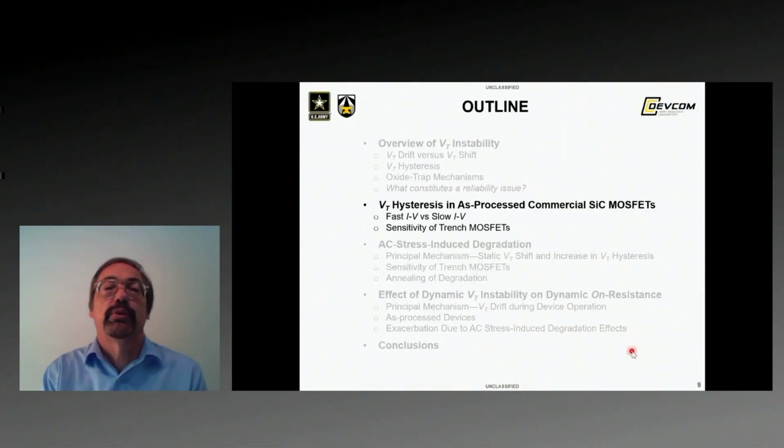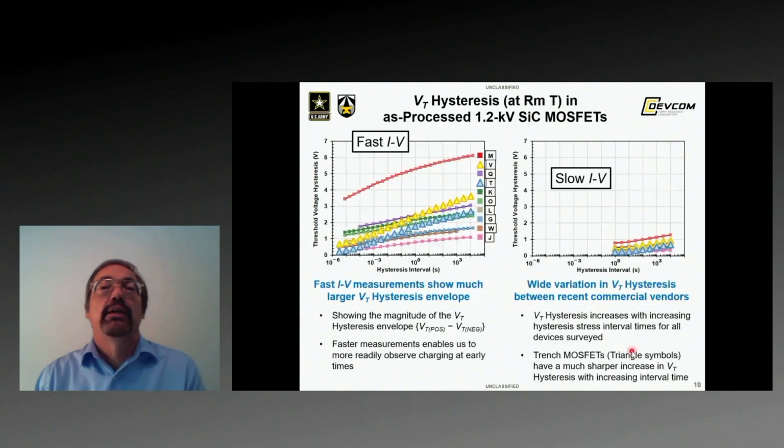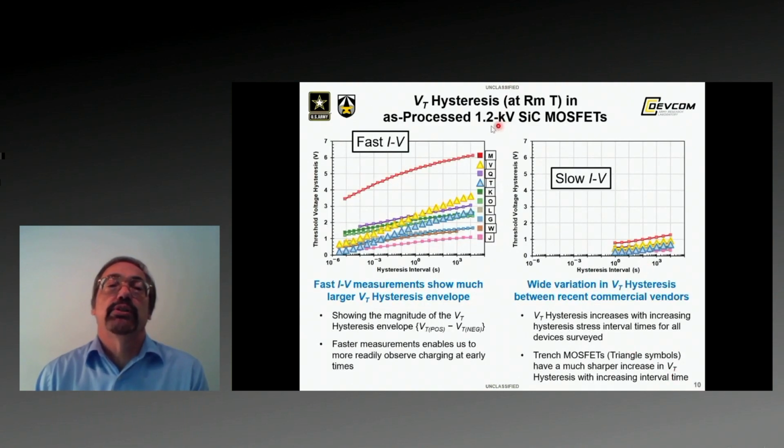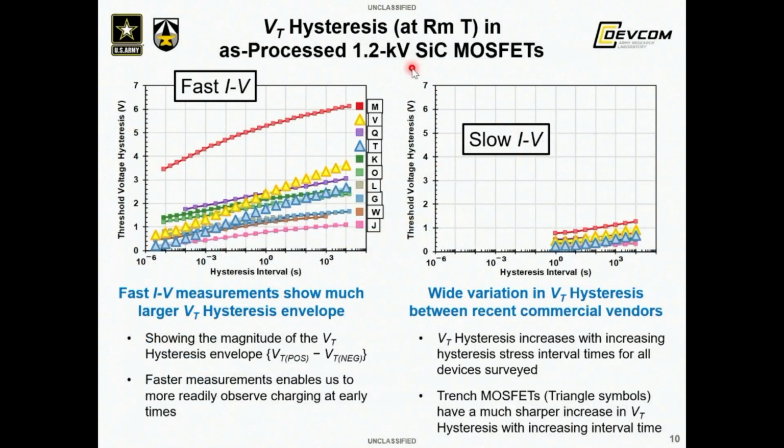So now I want to go on and talk about VT hysteresis in as-processed commercial silicon carbide MOSFET devices. We looked at a whole series of 1.2 kV rated devices that we purchased between 2019 and 2020, a range of both planar and trench devices. Here I'm showing again the contrast between a fast IV measurement and a slow IV measurement. Of course, a fast IV shows a much larger effect. We are also able to see more of the effect at early times by using a fast measurement.